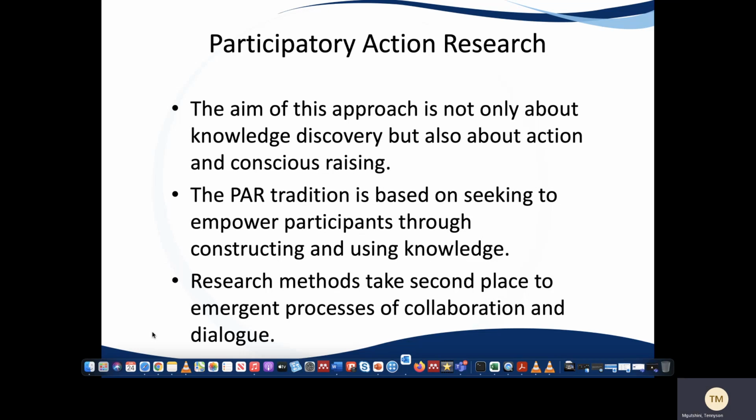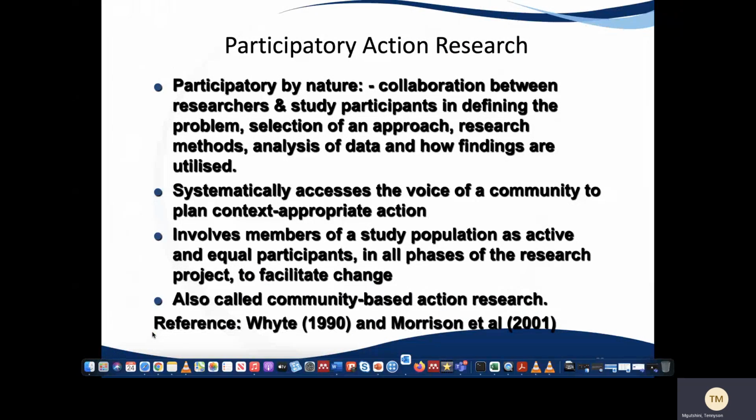And the idea is that you seek to empower the participants through constructing and using knowledge. So basically, the more a community understands the problem at hand, the more likely they are to actually do something constructive about it. Trying to follow explicit research methodologies and processes comes second place to this emerging process where you're collaborating with the affected population to engage in some dialogue that will use evidence appropriately to seek out solutions.